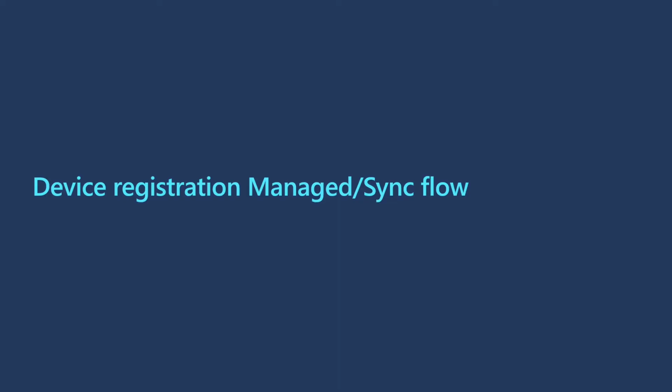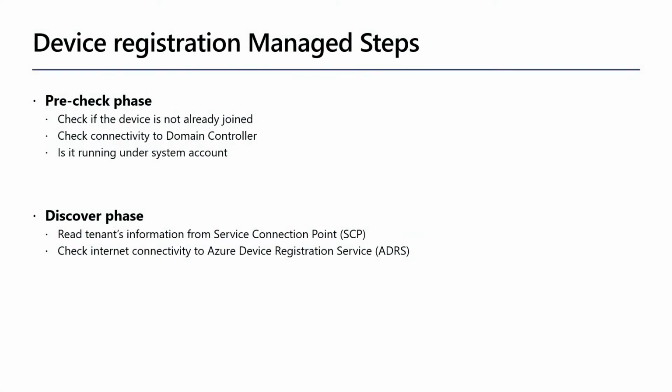Now let's cover the device registration flow for managed domains. Once device registration triggers, it goes through 3 phases. The first one is the pre-check, where the device registration service verifies if the device is already connected to Azure AD as Hybrid Azure AD Join or not. Then it verifies the connectivity to the local Active Directory, and lastly, it verifies if the process itself was triggered under system context. Then it goes through a discover phase, where it reads the tenant's information from the service connection point, whether it's configured under the configuration partition or via client-side registry.